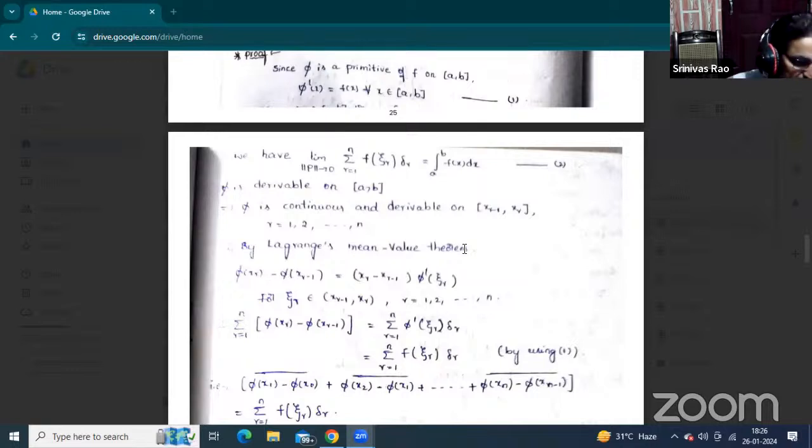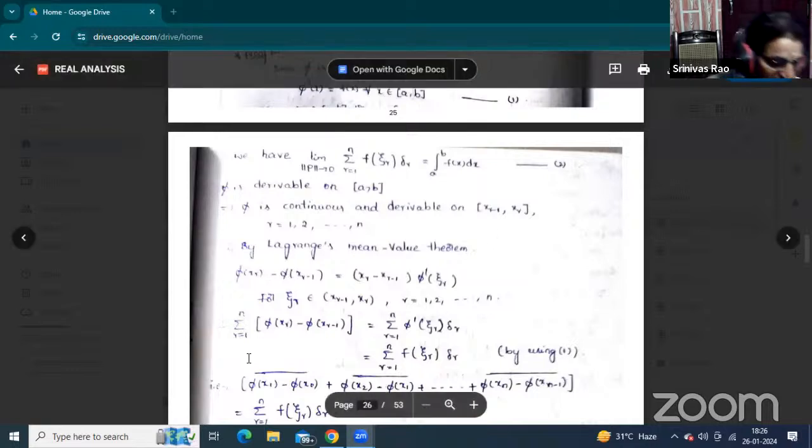By Lagrange mean value theorem, what is the Lagrange mean value theorem? If f maps interval AB to R is a function such that f is continuous on the closed interval AB, because a continuous function is bounded on the closed interval AB. But sometimes a bounded function is not continuous; the converse of the theorem need not be true. And the function is derivable on the open interval AB.